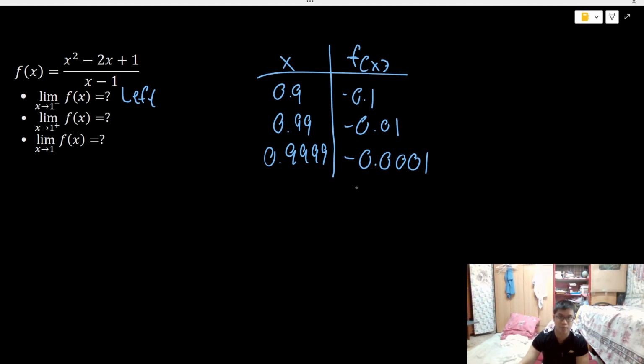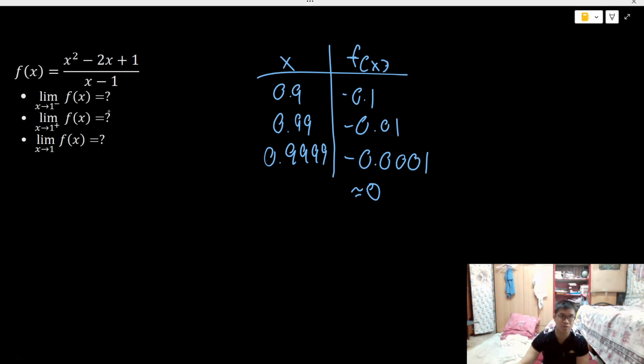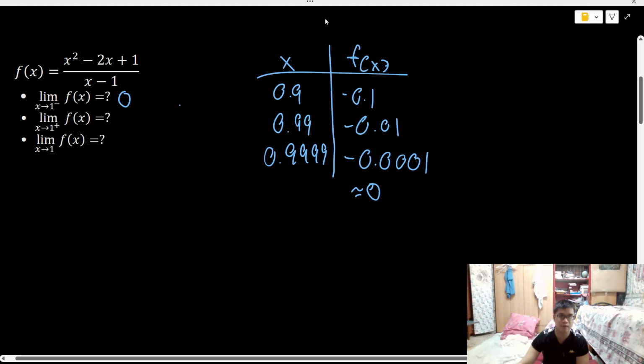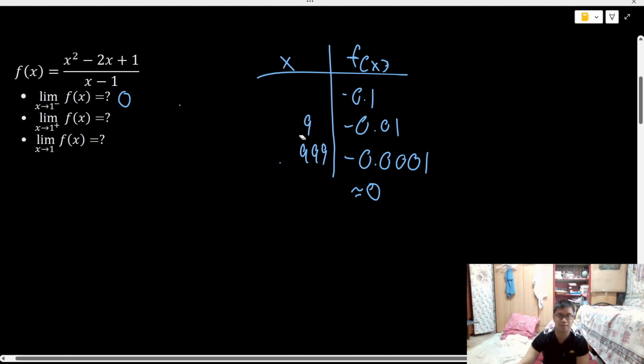And these results approach exactly what? What do you think the result is? It's approaching 0, right? So therefore, the answer here is 0. Now, how about from the right? Going from the right. How about from the right?